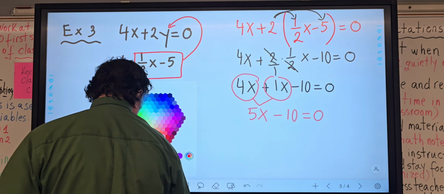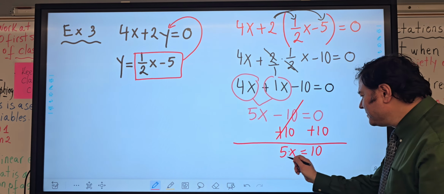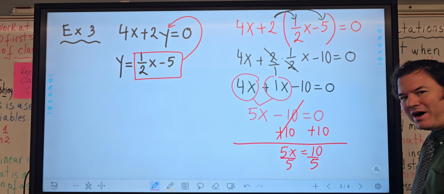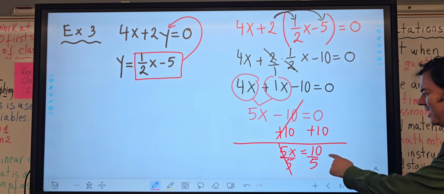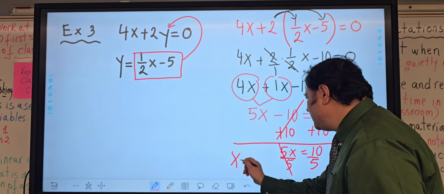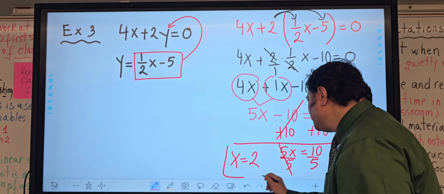And now we have to add 10 on both sides because we need to solve for x. Whatever I do to one side, we do to the other side, right? 10 and negative 10 cancel out. So we have 5x equals 10 plus 0, 10. The final step would be to divide both sides by 5. Let's divide 5 on both sides. 5 divided by 5 becomes 1x equals 10 divided by 5 is 2. So x equals 2.